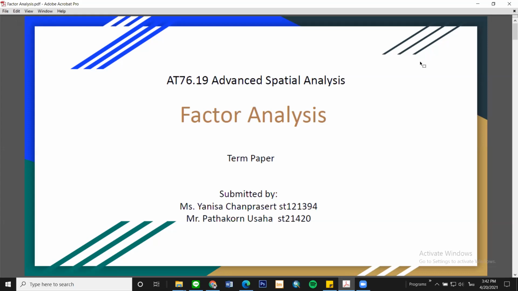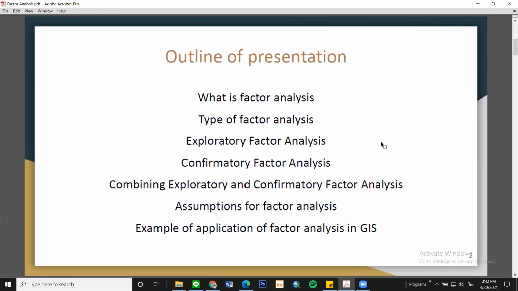Good evening, everyone. We will present our project term paper. Our topic is factor analysis. Our presentation consists of 7 parts, including what is factor analysis, types of factor analysis, exploratory factor analysis, confirmatory factor analysis, combining exploratory and confirmatory factor analysis, and exceptions for factor analysis. And the last one is an example application.